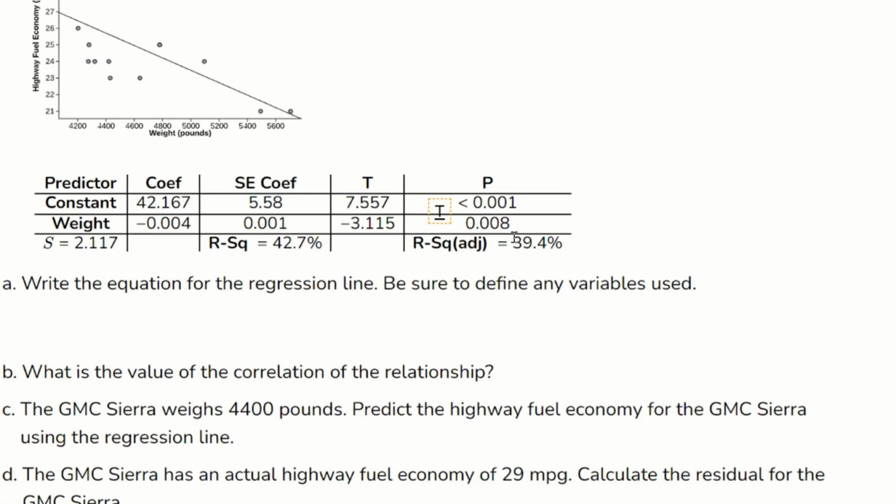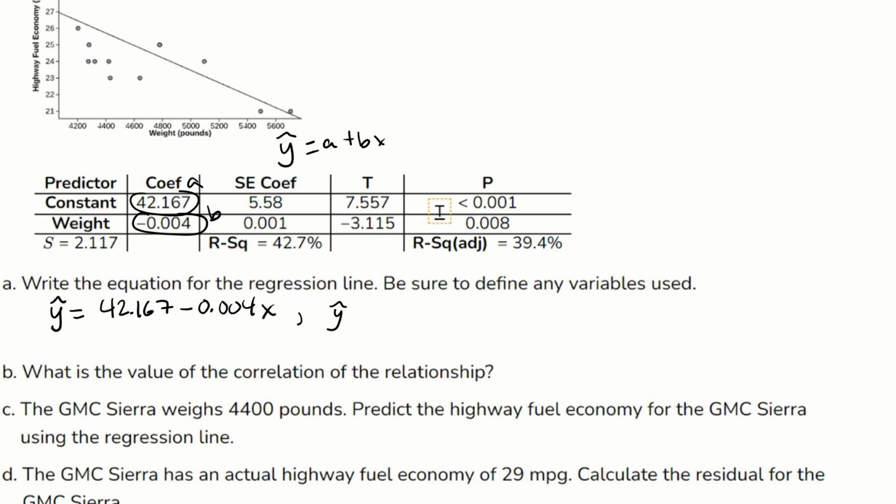Okay, all right, so we got our constant coefficient. This is my a, and then my weight coefficient, that's my b. So remember, y hat equals a plus bx. So we got the y hat equation equals a plus bx. Now b is negative, so we're just going to put minus. All right, there's our equation.